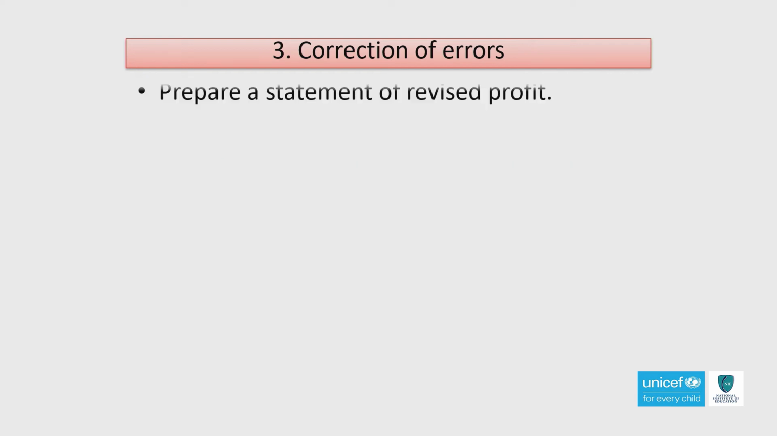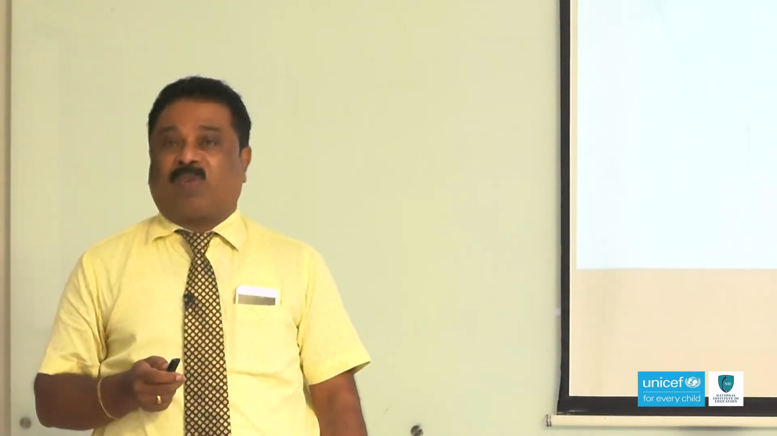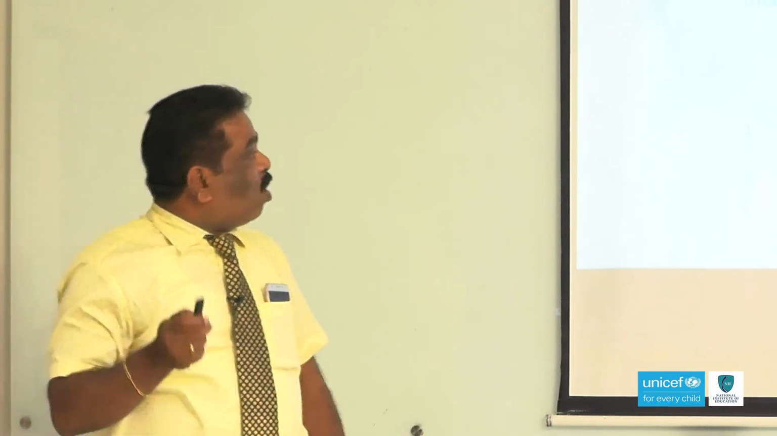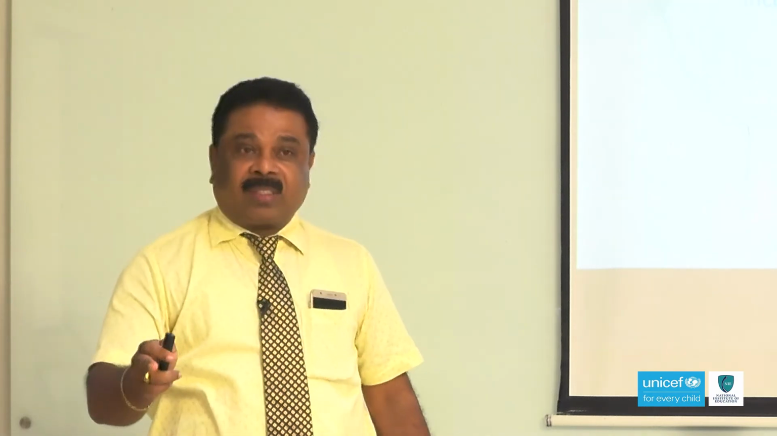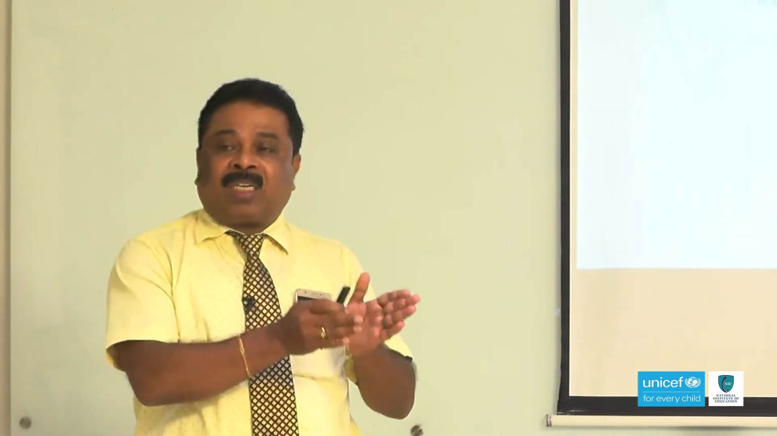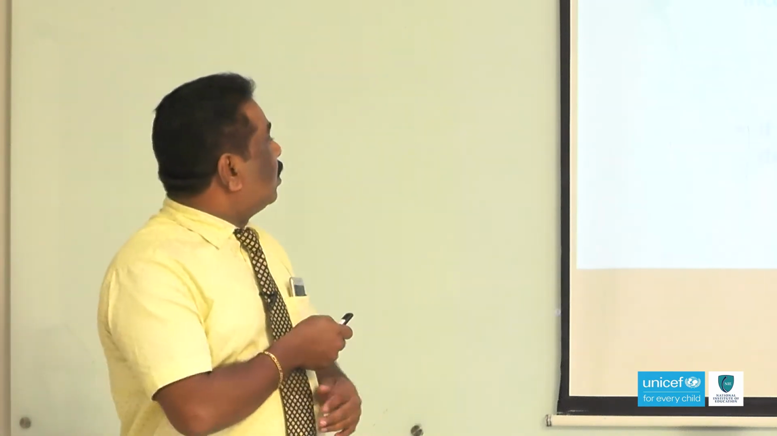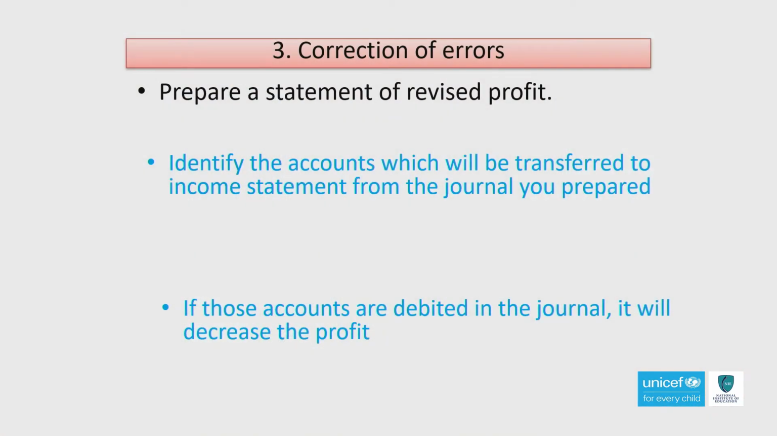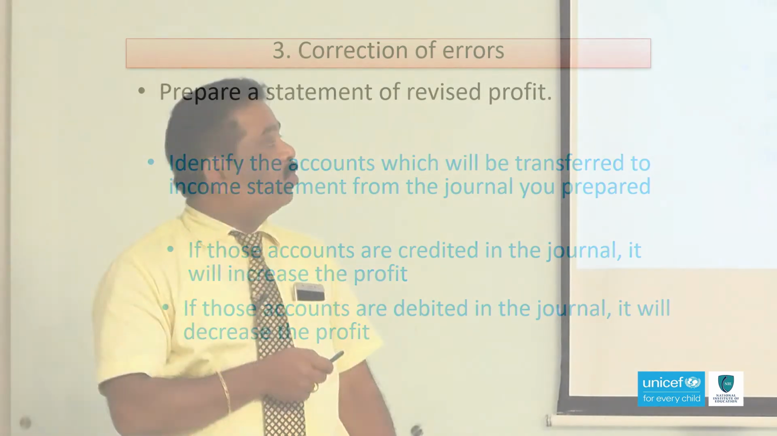Next part, which you may find difficult, is to prepare a statement of revised profit. Identify the accounts which will be transferred to the income statement from the journal you prepared. First you should identify what items will be posted to the income statement, what accounts will be transferred to the income statement. If those accounts are debited in the journal, it will decrease the profits. And if those accounts are credited in the journal, it will increase the profits.